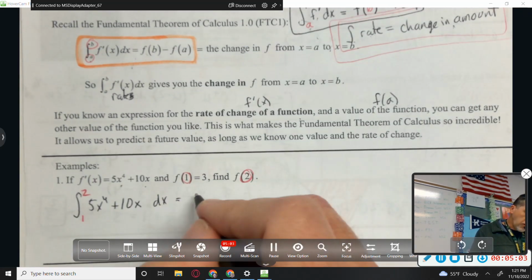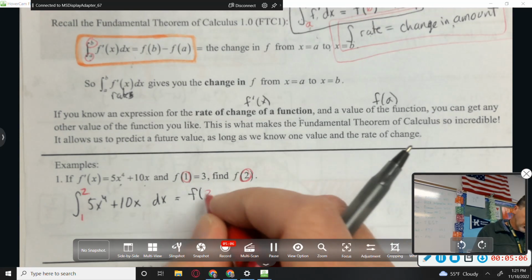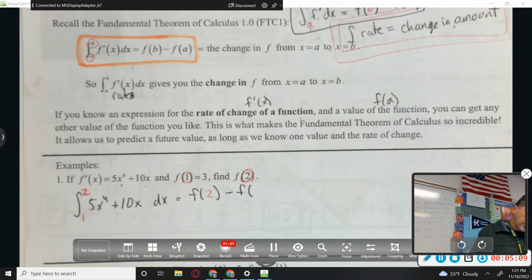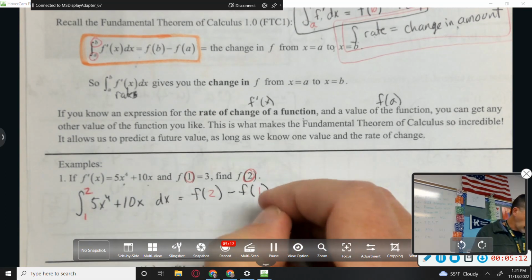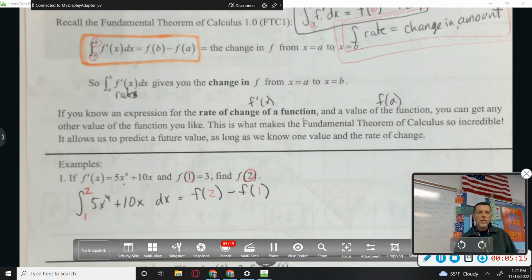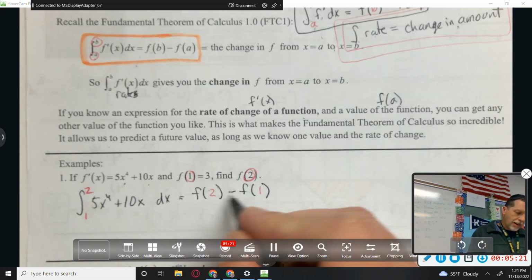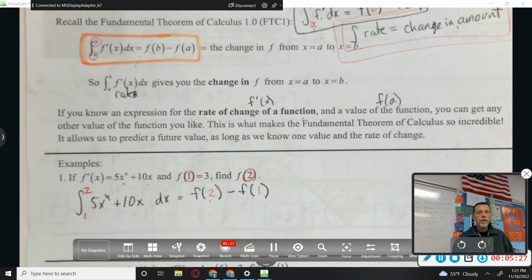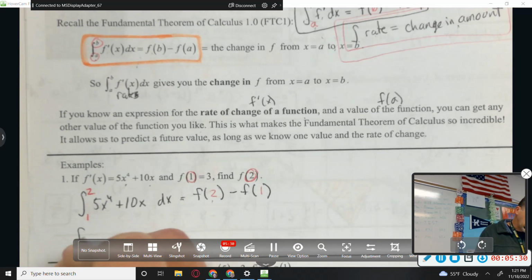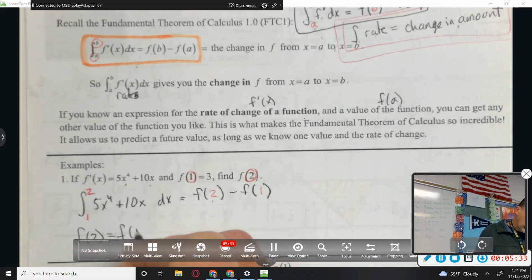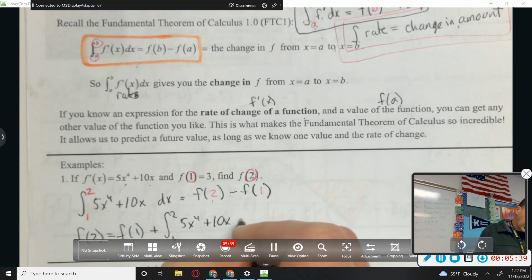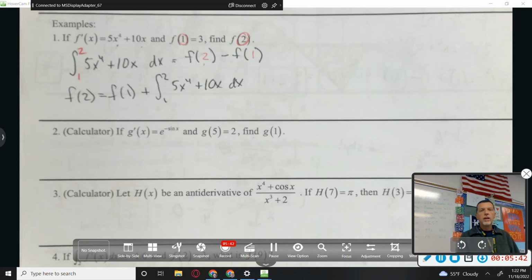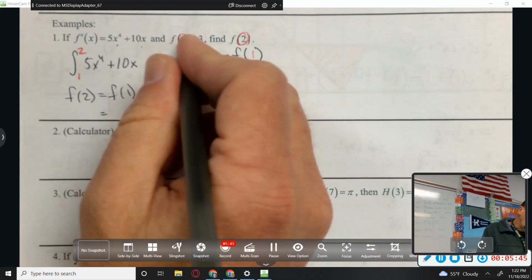So the integral of f prime is going to be f of 2 minus f of 1. Now let's see what we know and what we're looking for. f of 1 we have, f of 2 we're looking for, and this integral we can do. So I'm going to be able to find f of 2. In fact, I'm going to solve for f of 2 first: f of 1 plus the integral from 1 to 2 of 5x to the 4th plus 10x dx. So f of 1, that's easy. They gave us that.